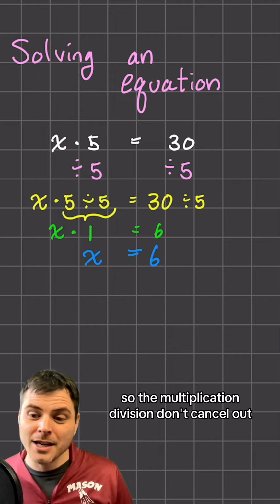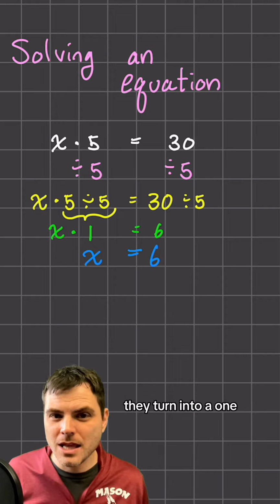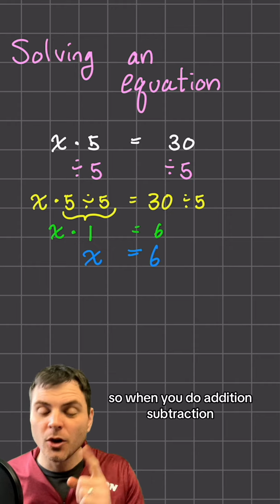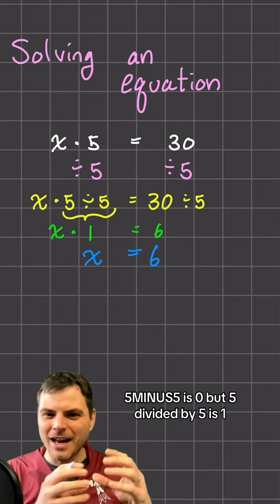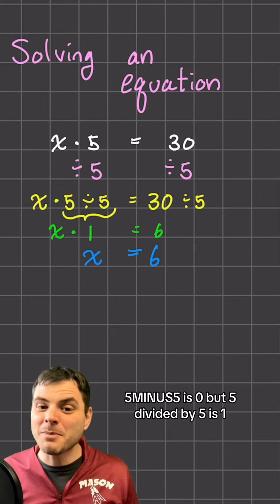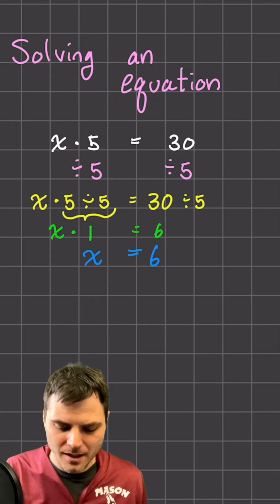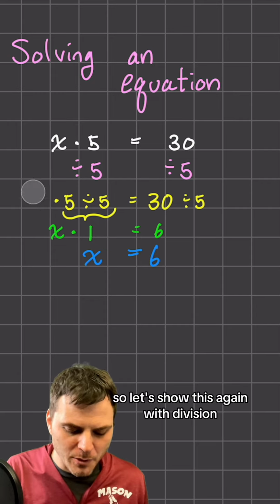So the multiplication and division don't cancel out. They turn into a 1. So when you do addition and subtraction, we're trying to get that to a 0. 5 minus 5 is 0. But 5 divided by 5 is 1. So let's show this again with division.